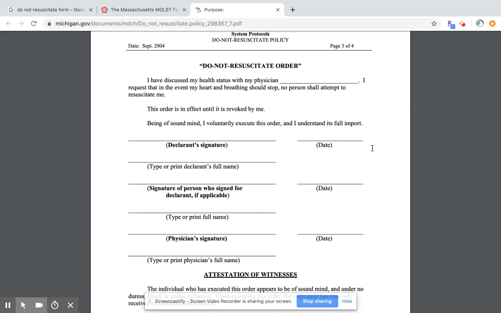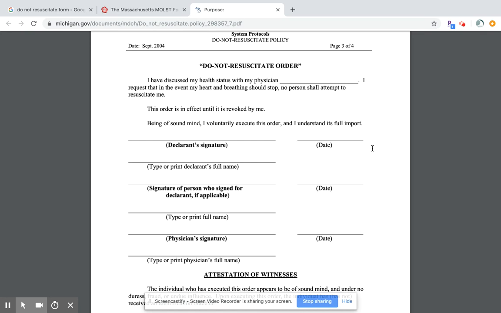It says, I have discussed my health status with my physician, so-and-so. I request that in the event my heart and breathing should stop, no person shall attempt to resuscitate me. This order is in effect until it is revoked by me. Being of sound mind, I voluntarily execute this order, and I understand its full import or its full meaning.